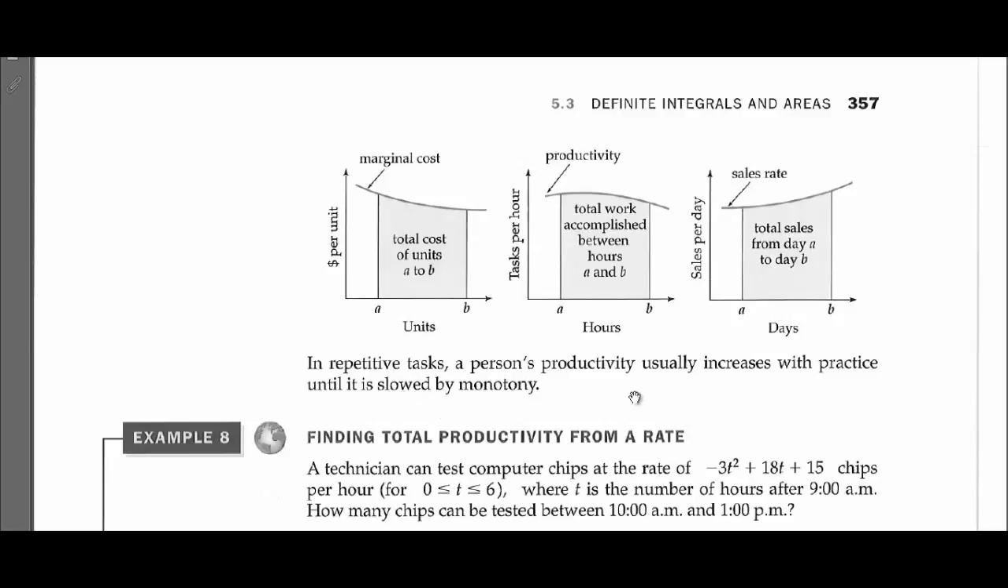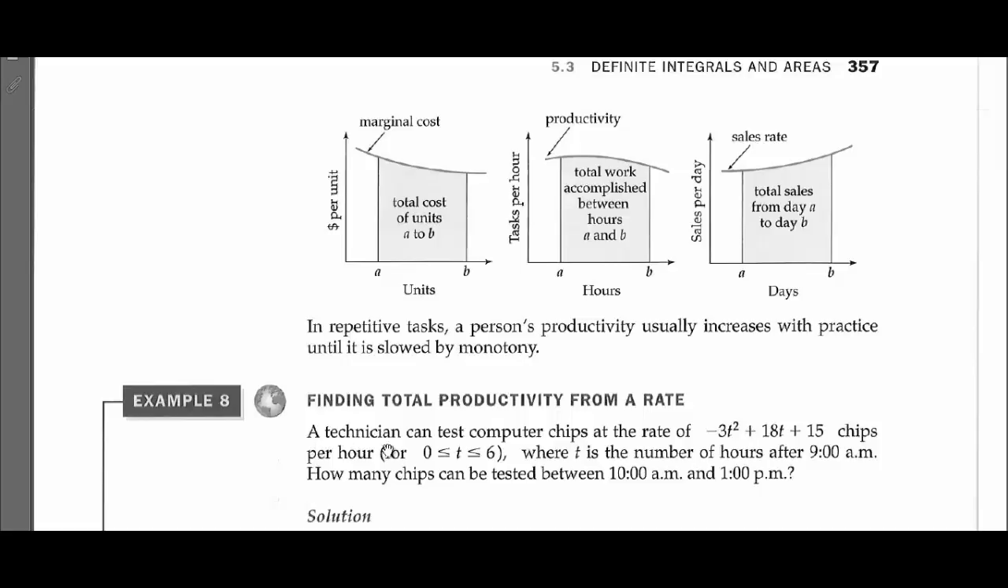Let's look at this one. Okay, in repetitive tasks, a person's productivity usually increases with practice until it is slowed down by monotony. Notice that this is the same thing in mathematics. The more problems you do, you'll be able to do those problems faster, right? With practice, your productivity will increase until you reach a peak where you can't do the problems any better than what you've been doing. But it will take a lot of problems and a lot of practice to get to that point. Okay.